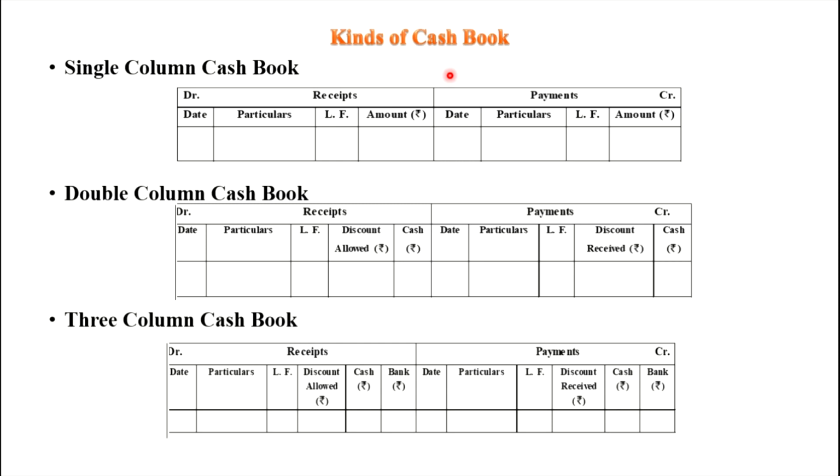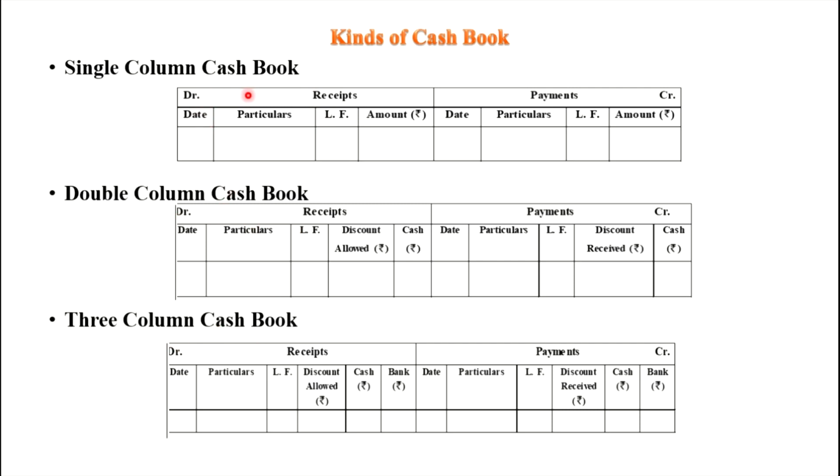Since the transactions are recorded for the first time in the cash book, it is also called a prime entry book or original entry book. And when the cash book is maintained, there is no need to record the cash transactions separately in the journal. That's why it serves the purpose of journal as well as ledger. There are three different types of cash book: single column cash book, double column cash book, and three column cash book.